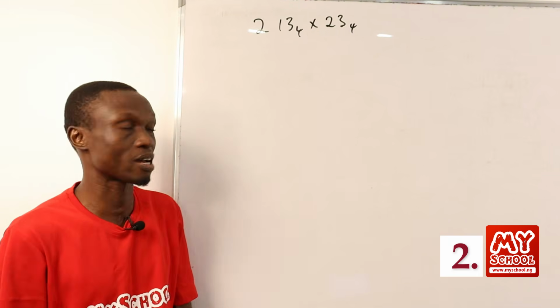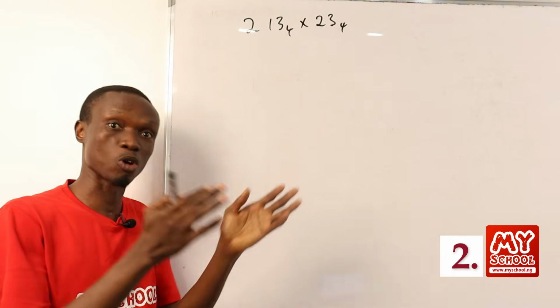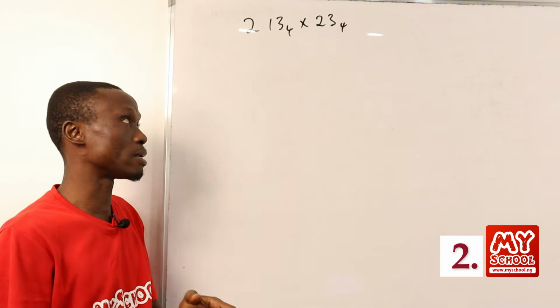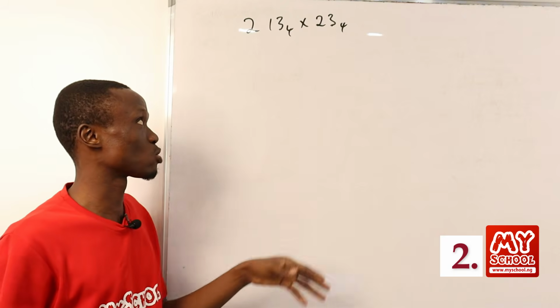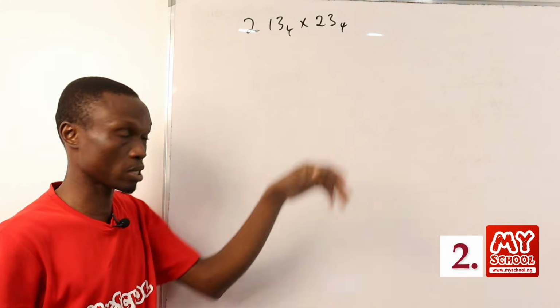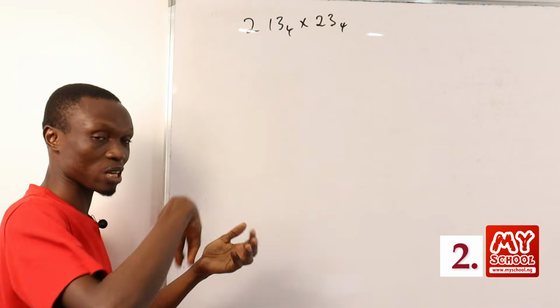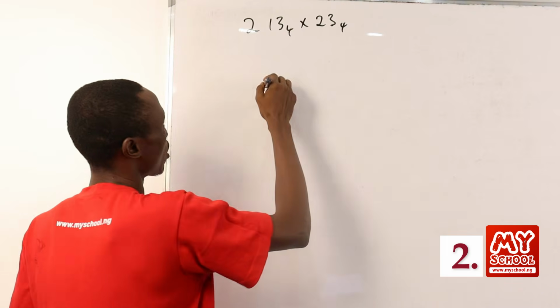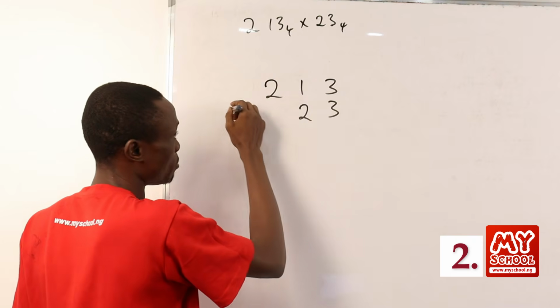You can either decide to, first of all, convert these numbers to base 10, then multiply, get a result in base 10, and then convert it back to base 4, or you can multiply directly. So what I want to do here is multiply directly, without having to convert to base 10 first and then reconvert back to base 4. So we have 2, 1, 3 multiplied by 2, 3 in base 4.